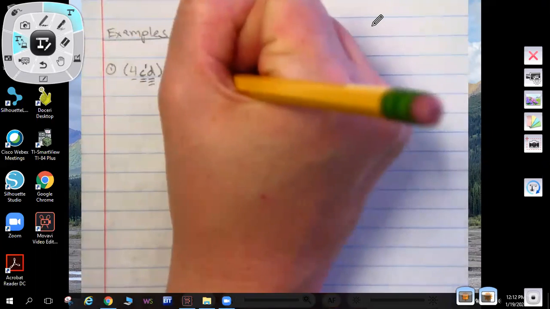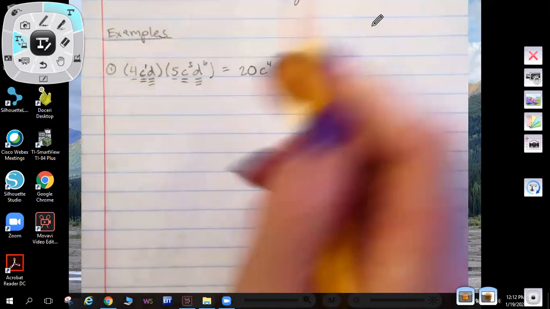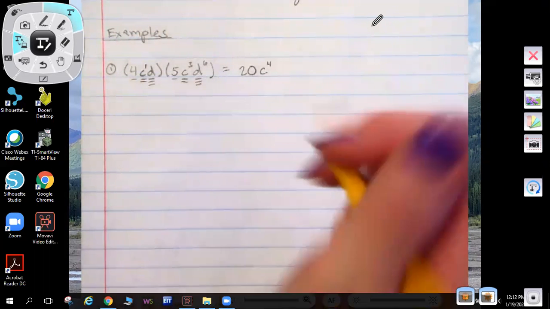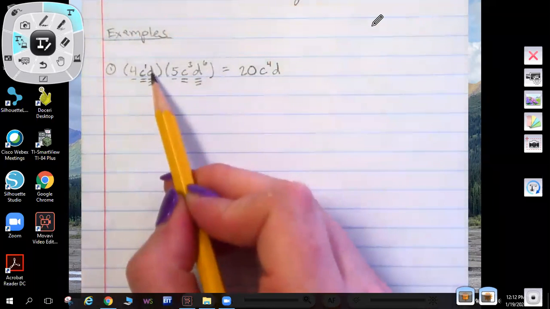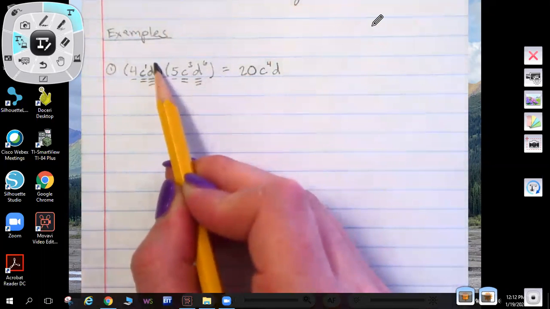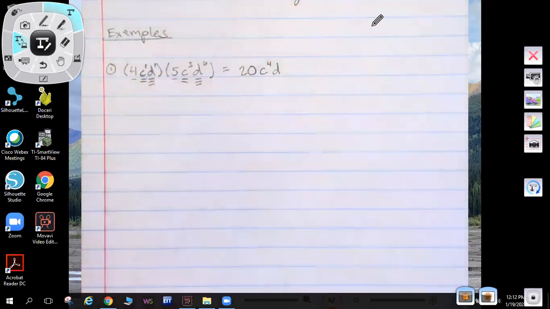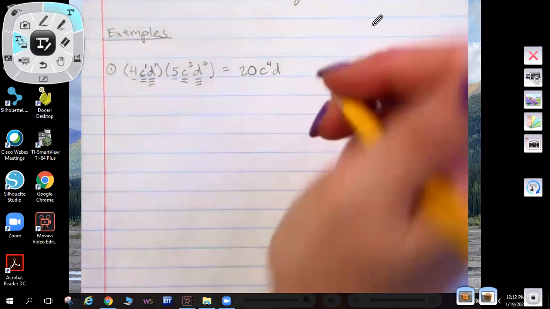And now we're going to look at the d terms. d times d to the 6th. We still have a base of d. And this d that doesn't have an exponent is understood to have an exponent of 1. 1 plus 6 is 7.